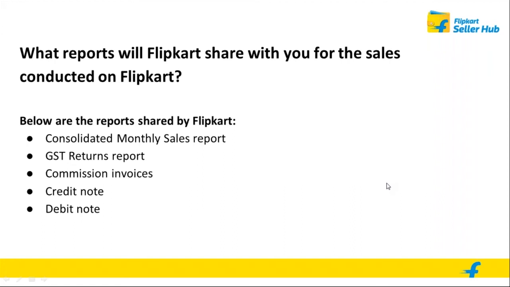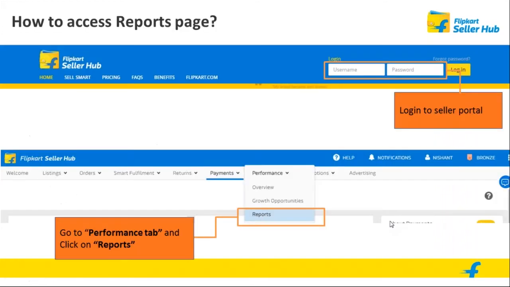Okay, going to the second point of our discussion, we are now trying to understand the kind of reports that Flipkart shares with you for the sales conducted on Flipkart's website. We have 5 reports that Flipkart gives the sellers. The first one is the consolidated monthly sales report. Next is the GST returns report, and then we have the commission invoices report, credit note, and debit note. All of these reports are based on the sales that the seller makes on Flipkart.